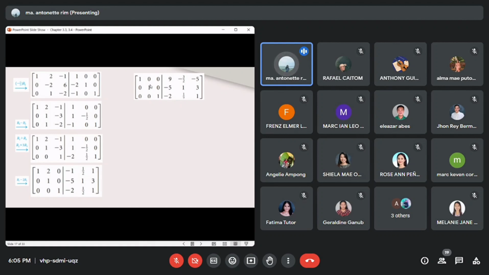So, therefore, what is the inverse of matrix A? Who can tell me the inverse of matrix A? The inverse of matrix A is 9, negative 1.5, negative 5, negative 5, 1, 3, negative 2.5, and 1. Okay, thank you, Ma'am Alma. So A inverse is equal to the matrix on the right side: 9, negative 3 halves, negative 5, negative 5, 1, 3, negative 2, negative 1, and 1.